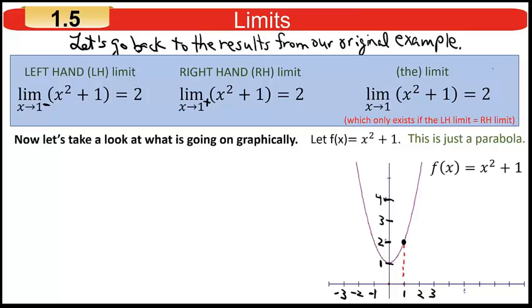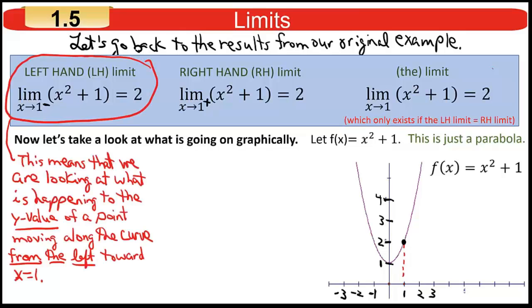Here it is. So what's going on graphically when we're taking these limits? Just think about it. From the left, we're looking at what's happening to the y value. Remember, y is f of x, and it's just x squared plus 1, so that's a y value. We're looking at what's happening to the y value of a point that's moving along the curve from the left, because it's a left-hand limit as you go toward 1, but from the left.